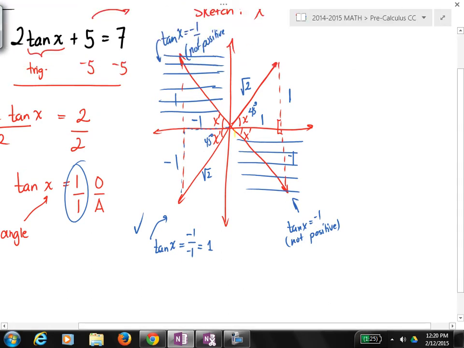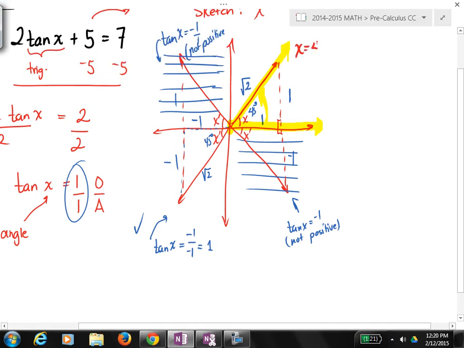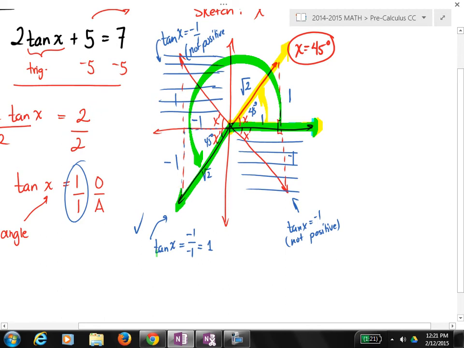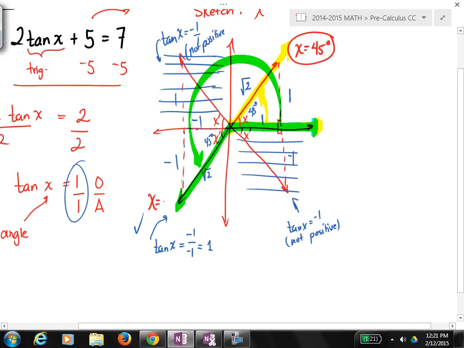Now remember, we want to start from the positive x-axis. I rotate to this. That one's simple. That one is simply x equals 45 degrees. And start back at the positive x-axis. Choose green, and I rotate until I get to the terminal side over here, and I end up with how many degrees here? 225, because again 180 plus 45 gives me 225.